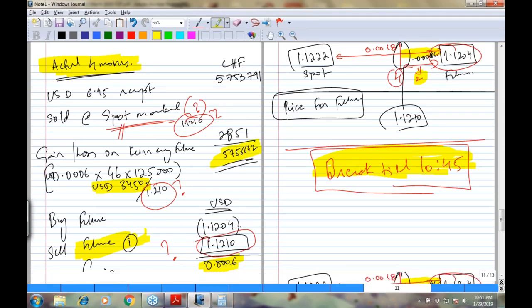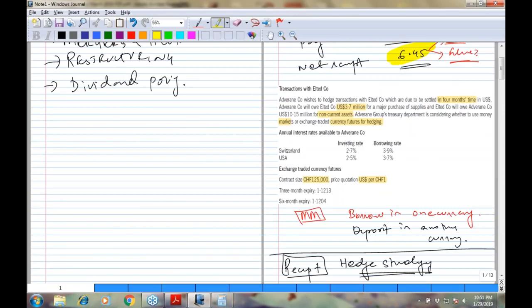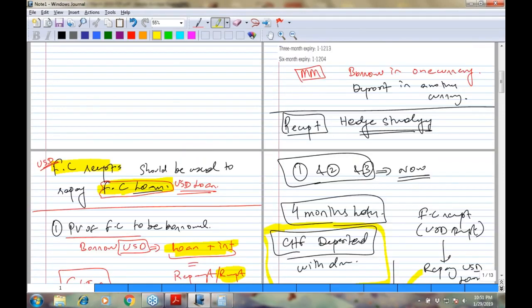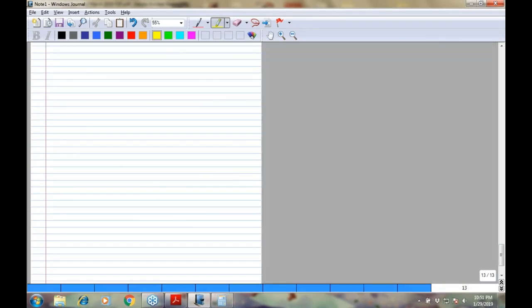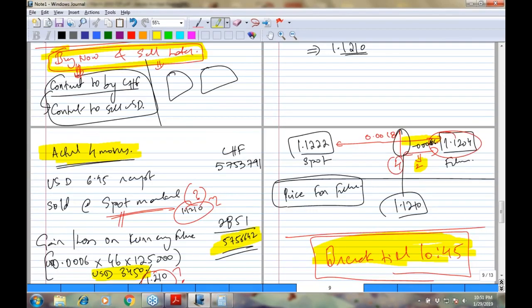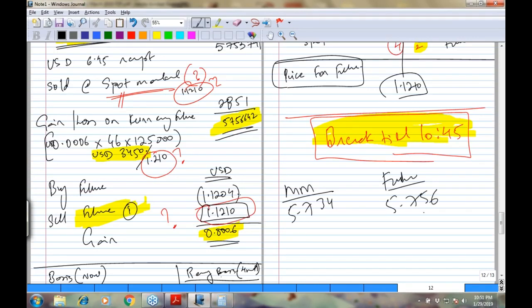5756642. And when we go for the money market, the total amount that we get in the money market is 5.734. So one of them is 5.734, and the other one is 5.756. Money market gives you 5.734. The future hedge gives you 5.756. So the futures contract ends up giving us a greater amount as compared to the money market. Is that fine with everybody?